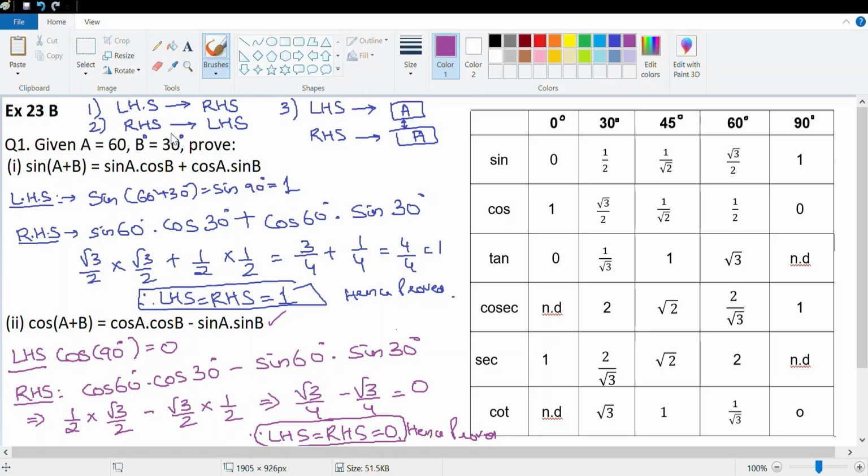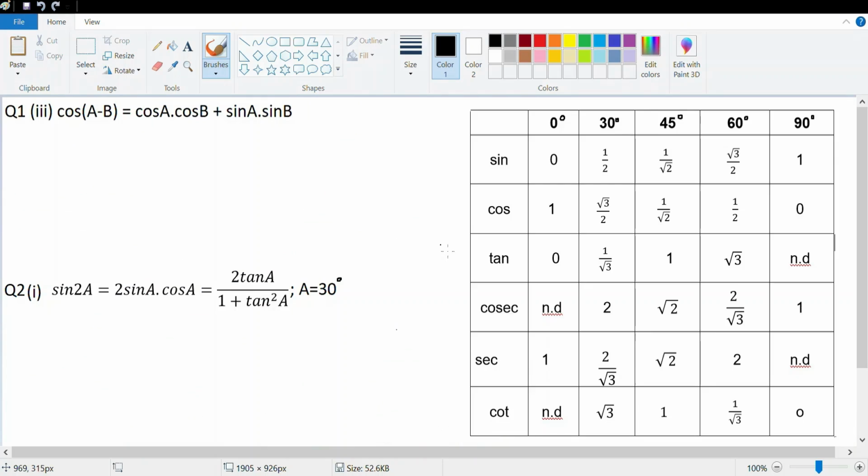The next question that we're doing is question number 1 part 3. So the question says cos A minus B. In this case, let's work with left hand side first. So cos A minus B, which is 60 minus 30 degree, which is equal to cos 30 degree, and this is equal to 1 upon root 2. Let's work with right hand side.